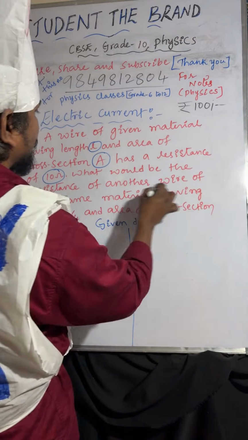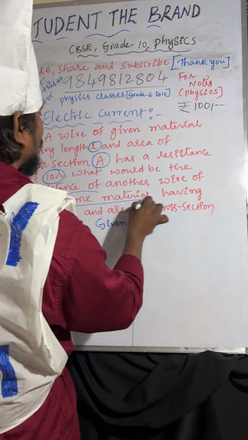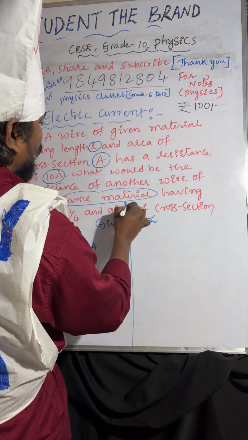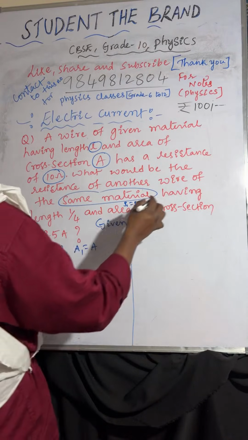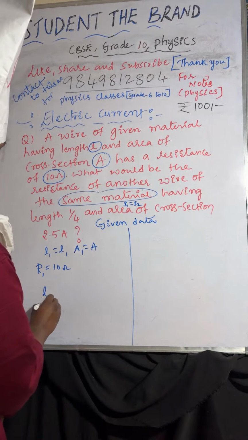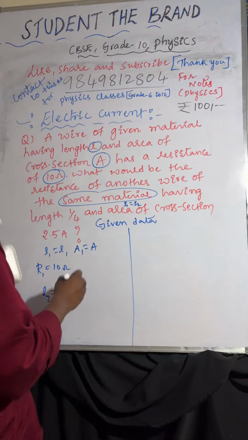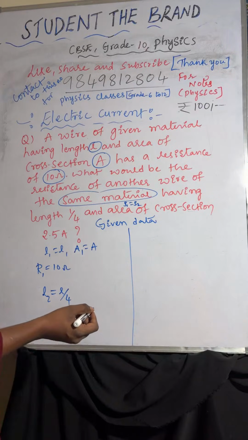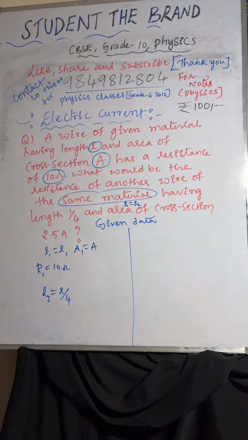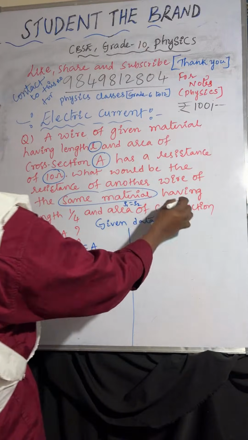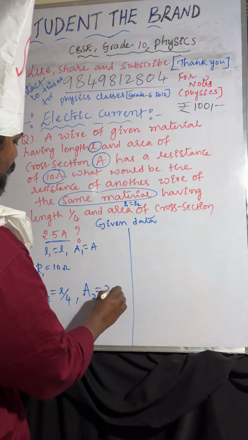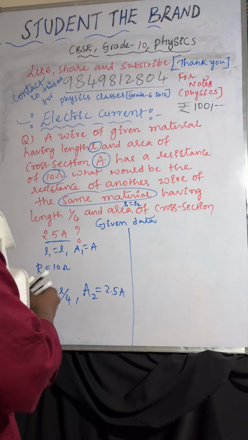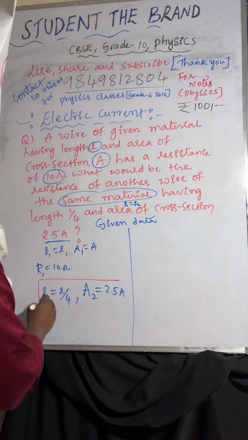So what would be the resistance of another wire of same material? Here you need to understand rho 1 equal to rho 2 means same material, and having the length L2 is L by 4, or 1 by 4 into L. What is the length? 1 by 4, that is L by 4, and area of the cross section is A2 equal to 2.5 times A. So this is our data, you have to focus on this one.